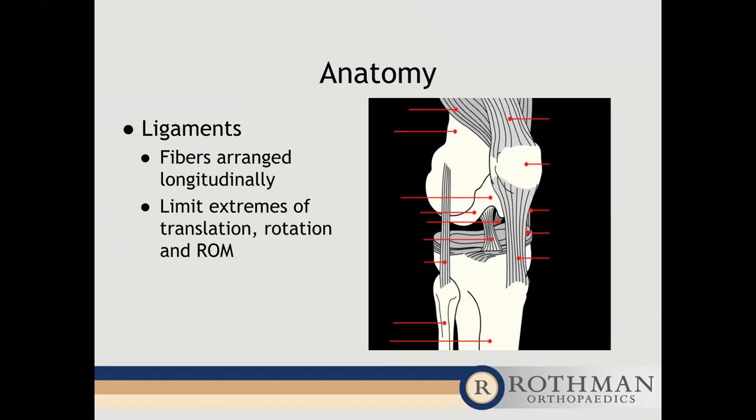Okay, so let's talk about the ligaments. Ligaments are very, very fibrous tissues, and they're aligned longitudinally in the direction where they pull. So for example, if something is trying to prevent one leg bone from moving forward on the other, those fibers will be oriented in that direction. And again, they limit the extremes of translation or movement, rotation, and range of motion of the body parts. In this case, the knee, you can see a bunch of ligaments marked here with red dots. I see at least six here that are marked.